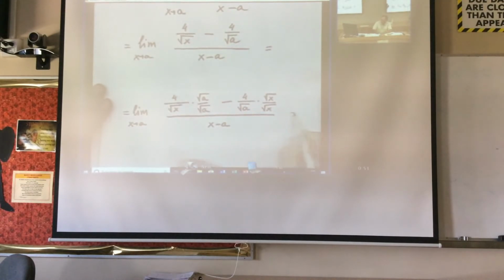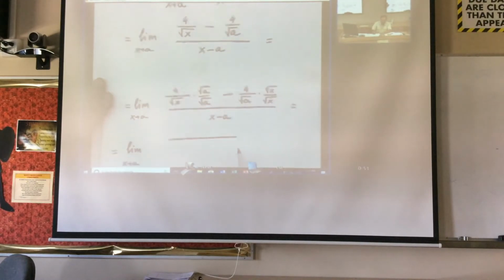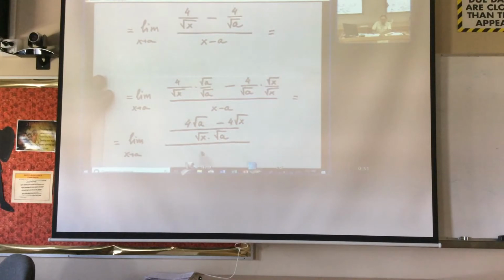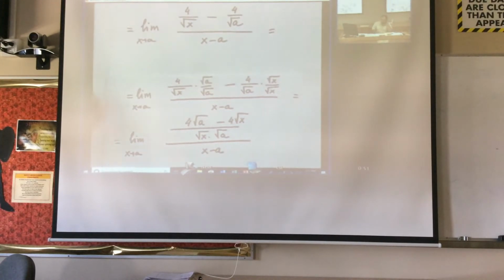So if we put this together quickly, we have one common denominator on the top. That will be square root of x times square root of a. And here you have 4 square root of a minus 4 square root of x. So that's my numerator, but now I still have x minus a. So far so good with algebra? Can you see the step? Do you understand?